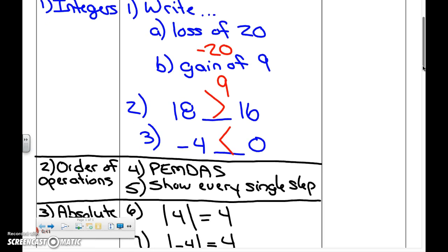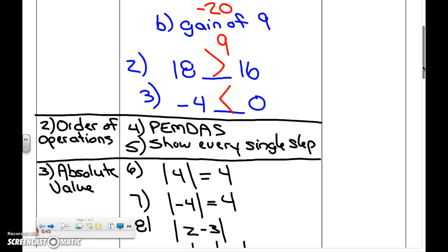You're going to have to compare and order integers. Which one is bigger, which one is smaller, using greater than and less than signs.